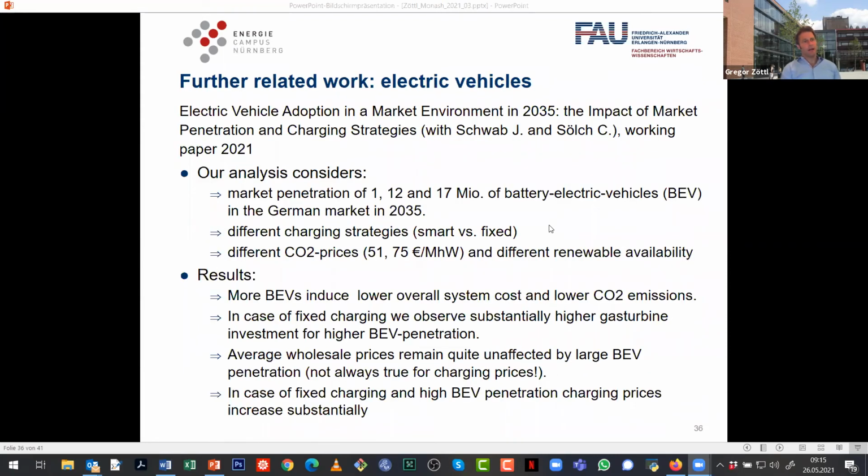Okay. So what we have also looked at, in a recent working paper which we just submitted, is that we now introduced, in the different regions of our model, electric vehicles with different degrees of penetration. So 1 million, 12 million, 17 million. Remember Germany has 80 million inhabitants, so 17 million is quite something. It's really a huge market penetration. You should expect quite some equilibrium feedback.